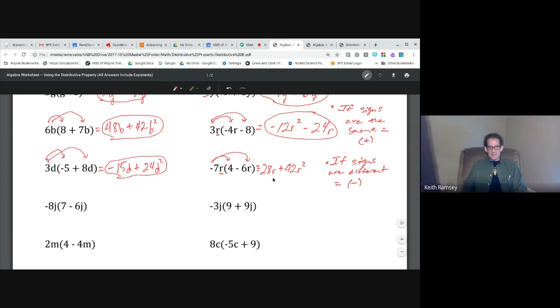I check to see if I have like terms. I have the same variable, but not the same exponent. So I'm all done there.